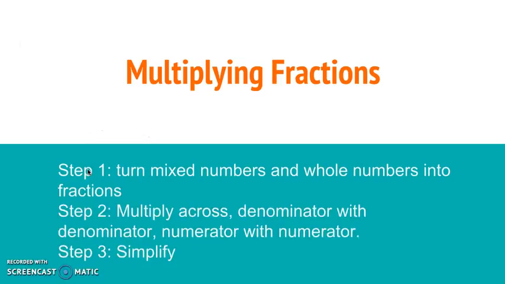Multiplying fractions. So the first step is to turn any mixed number and whole number into other fractions and make sure that they are in their simplest form. Step 2, we're going to multiply across, the denominator with the denominator and the numerator with the numerator. And then finally, step 3, we're going to simplify our final answer.